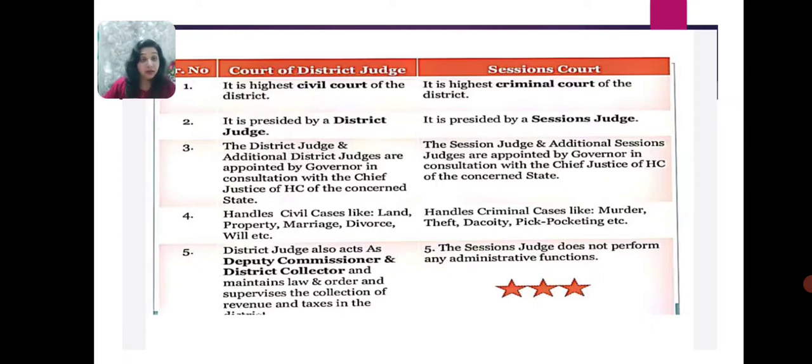So the sessions judge does not perform any administrative function. A person appointed as a sessions judge is not responsible to perform any administrative functions, whereas the DM who is appointed as a court of district judge is responsible to perform the administrative function. That is why they are designated as IAS officers, Indian Administrative Service, those who have cleared it, and they have worked in many places. So this is what we have to learn, the main difference between the court of district judge and the sessions court.